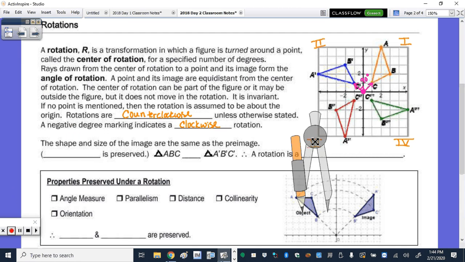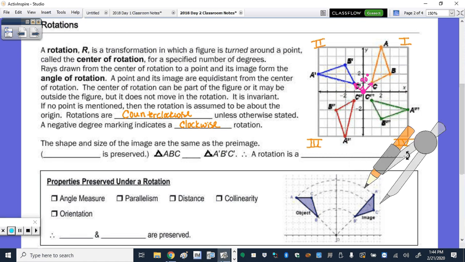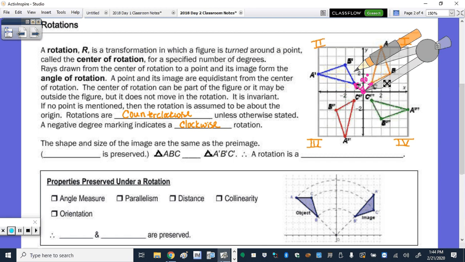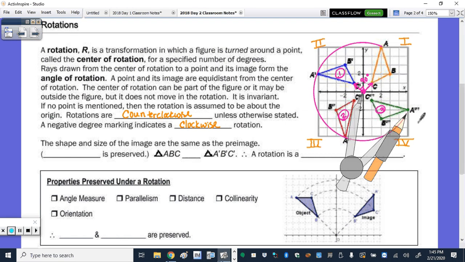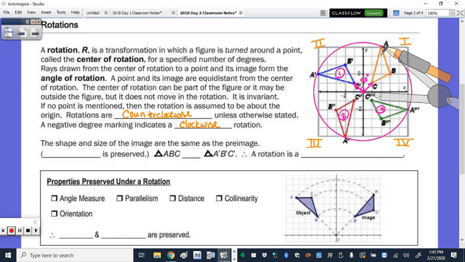Now take your compass, put your compass point on the center of rotation, so the origin, and let's bring it up to point A. Okay, remember we said that each point and its image are equidistant. Well, we have 3 different rotations here, okay? We have the first one, so I'll number this 1. We have the second rotation, and you can see the 2 prime symbols, and then the third rotation. Each time, every point and its image, so A prime, A double prime, A triple prime, should all be equidistant from the origin, meaning you should be able to draw a circle through all of them. And there you have it.